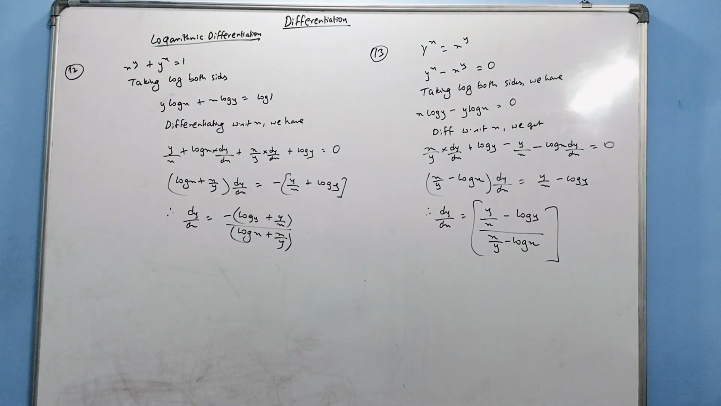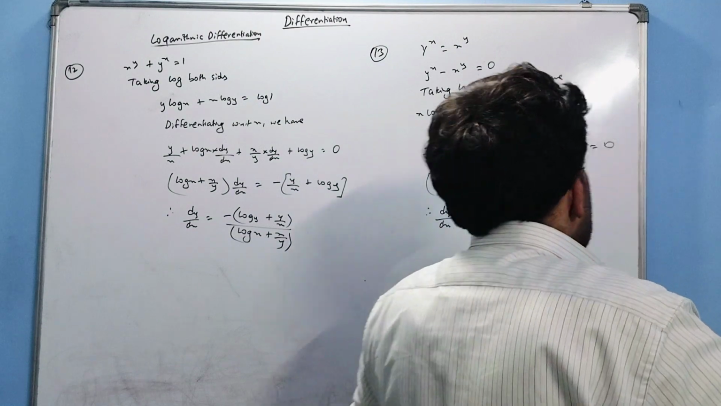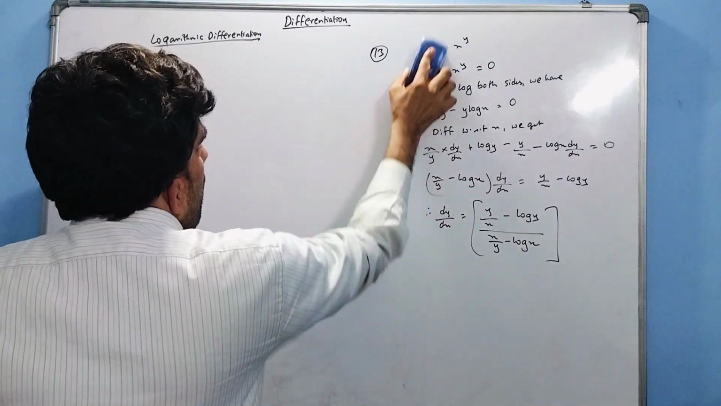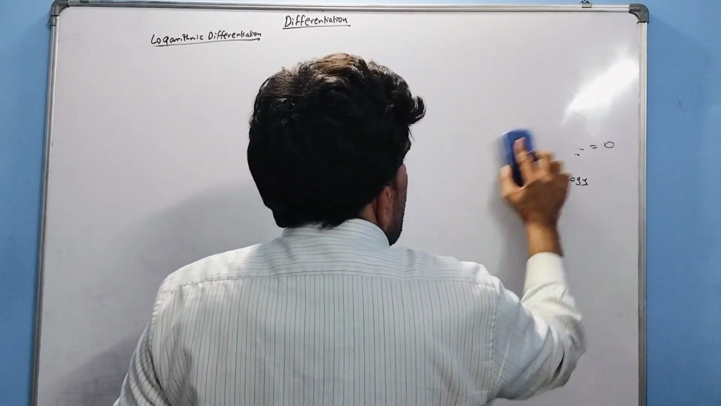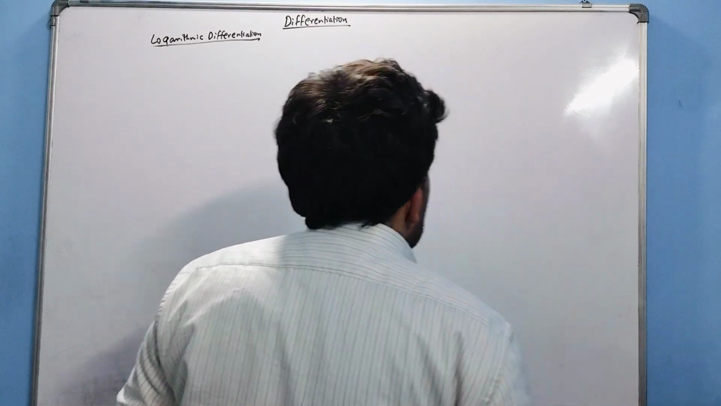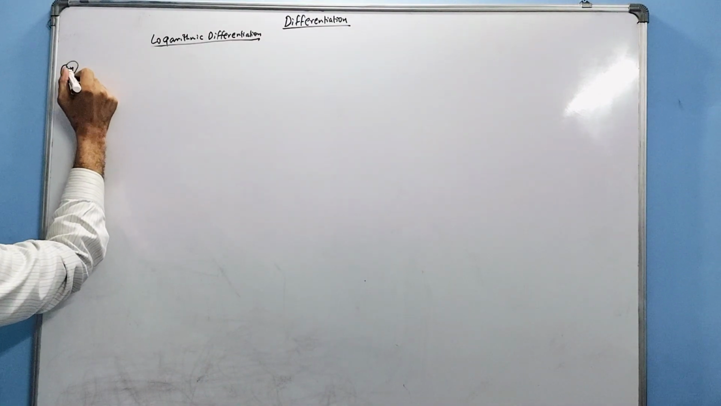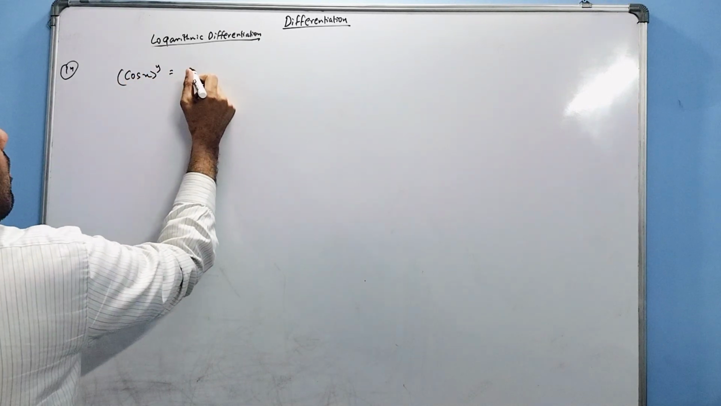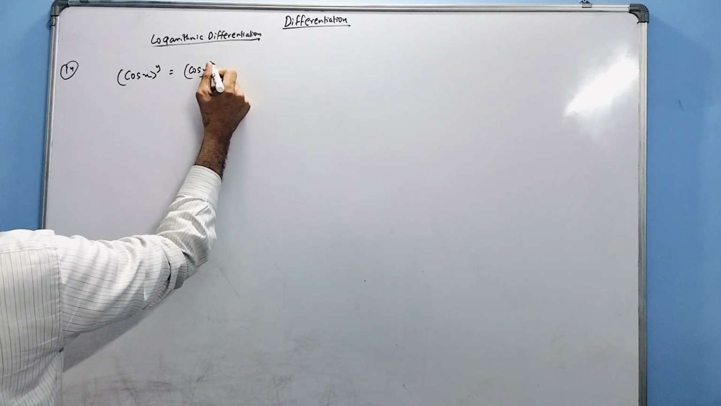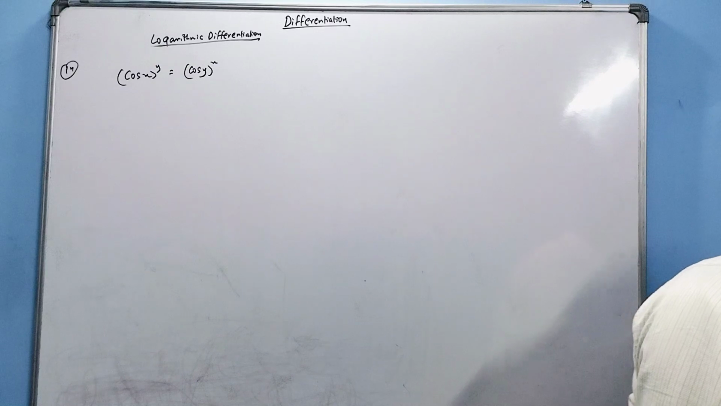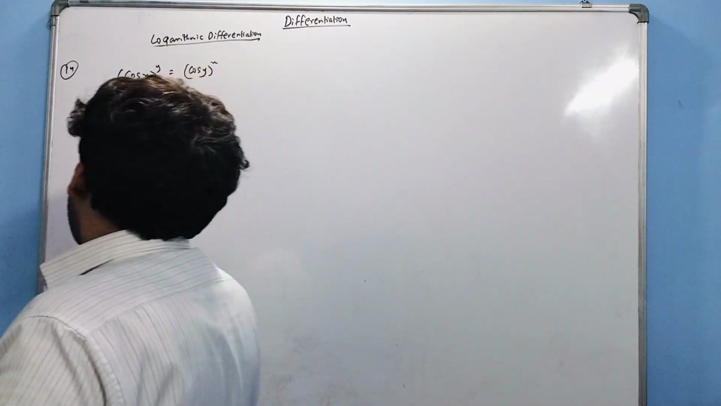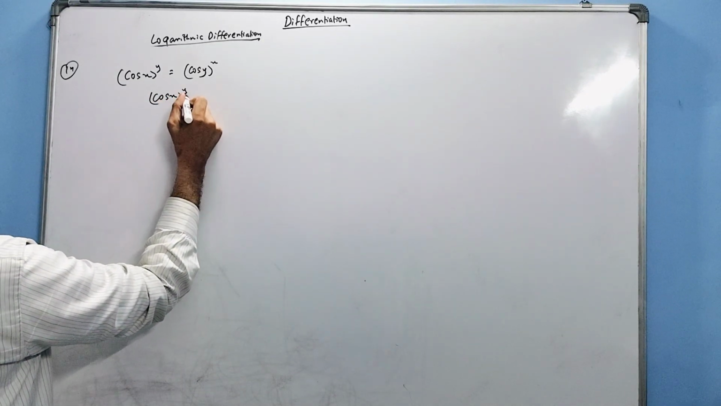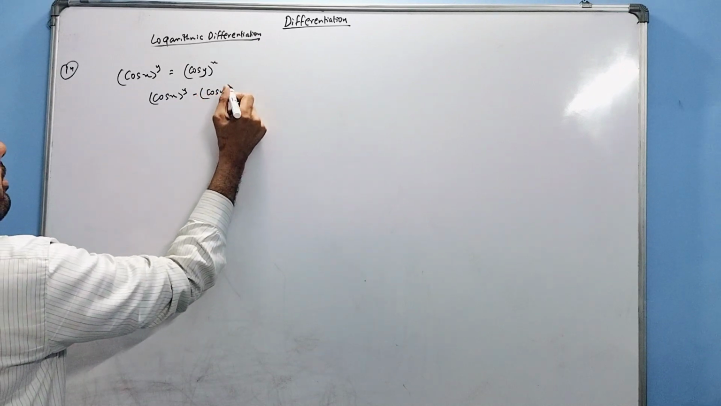Now let's try to solve the 14th question we have. What is the 14th question? It says cos x raised to power y is equal to cos y raised to power x. That is, cos x to the y and cos y to the x. What can we do? Take this side, so we have (cos x)^y minus (cos y)^x is equal to 0.